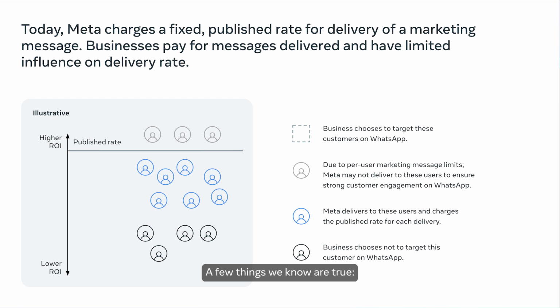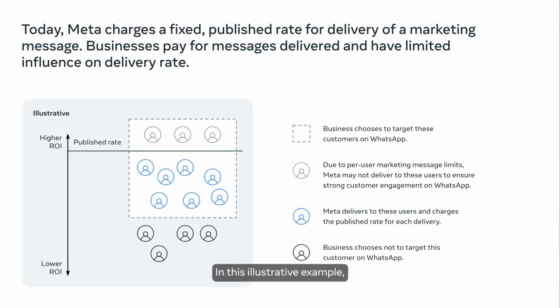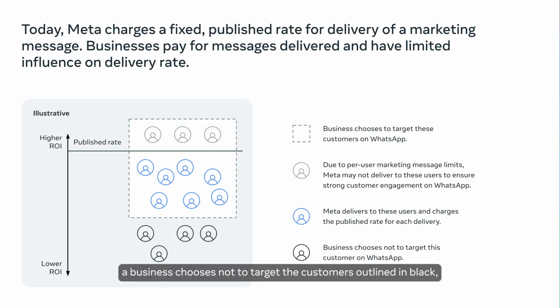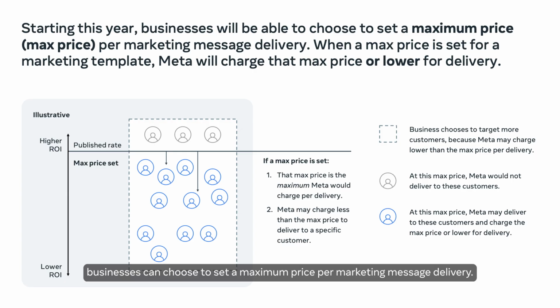A few things we know are true. The value of delivering to each user is not the same. A top-tier loyalty customer versus a low propensity to purchase user are very different. We are at a premium versus alternate channels like SMS or email. This means businesses carefully choose who to target on WhatsApp. In this illustrative example, a business chooses not to target the customers outlined in black and targets the customers in the outlined box. Of those targeted, some messages are delivered, the dark blue figures, and some are not, the light gray figures.